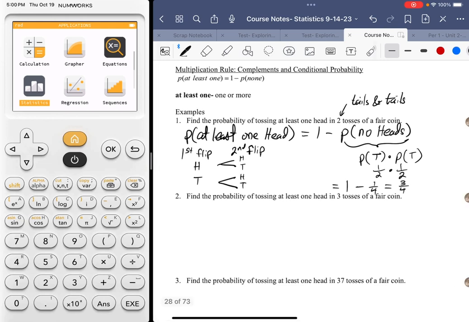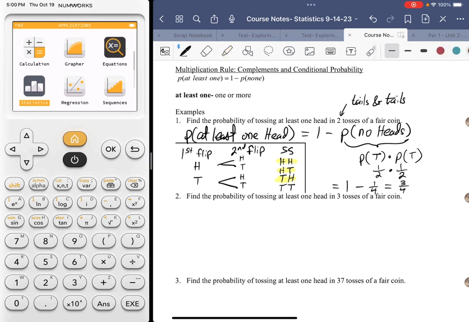You could also write this as a sample space. Heads, heads, heads, tails, tails, heads, tails, tails. All right, so this is an alternative approach, but again, only really good for a small number of trials. Because if I flip a coin 30 times, imagine the size of that tree diagram. So I'm looking for an outcome that has at least one heads in it. Well, there's at least one here, at least one here, at least one here. 3 out of the 4 possible outcomes leads to getting at least one head. So 3 out of 4 would be the probability.